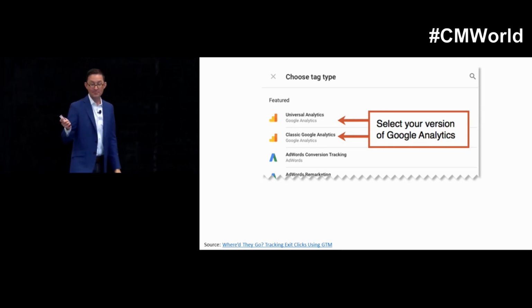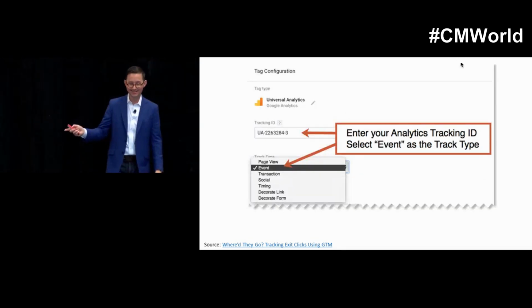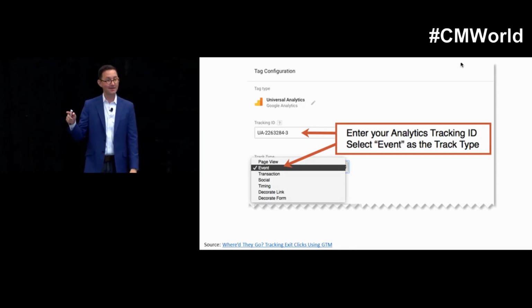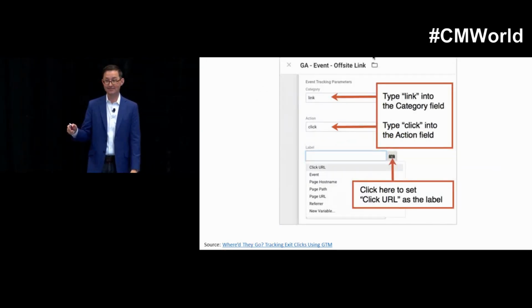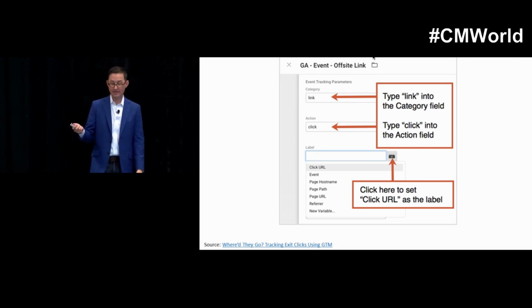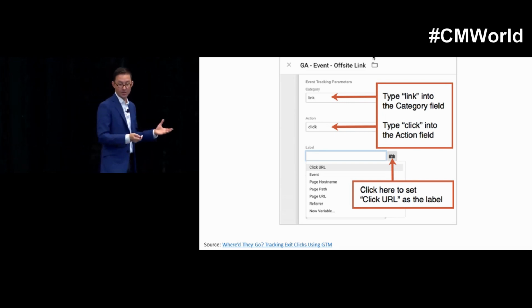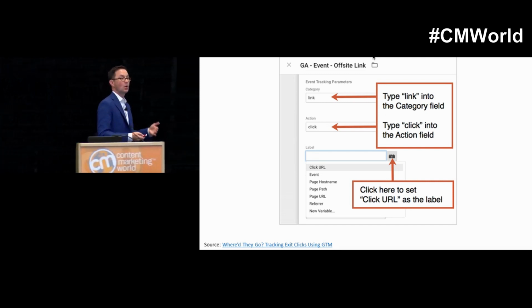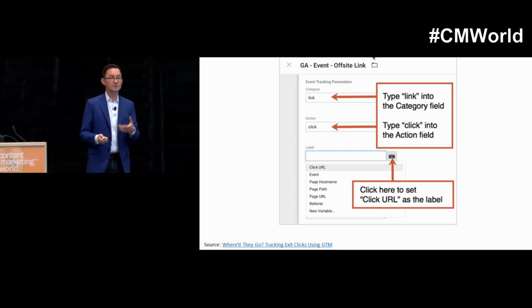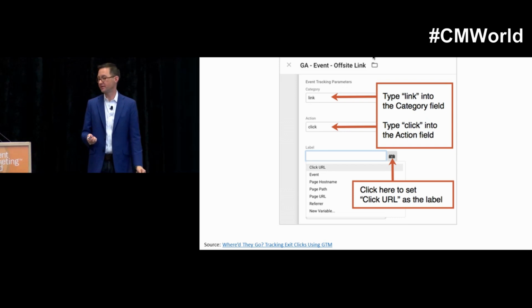So the tag I'm going to make has a tracking ID. The event type. I'm tracking what? I'm tracking an event. Events have what? They have three things: categories, actions, and labels. The category, I'll call it link. The action, I'll call it click. And the label is the click URL. The click URL is the link, the address of the thing they clicked on.